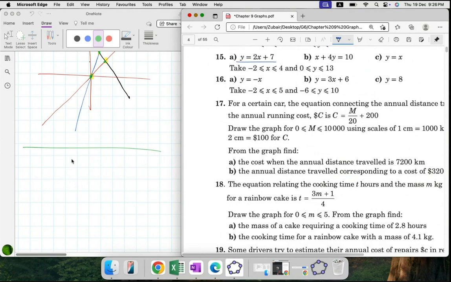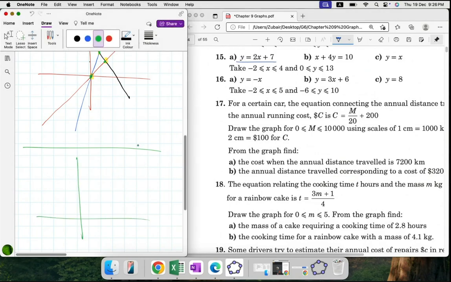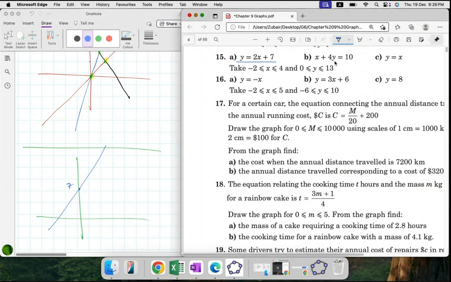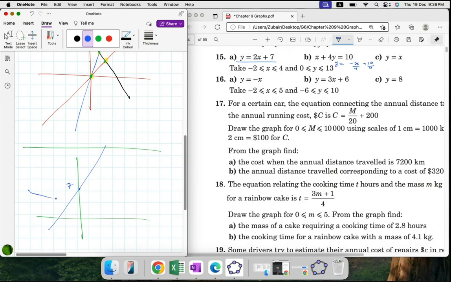So y equals 2x plus 7. I can see the gradient is positive and the y-intercept is 7. Gradient is 2. Then I have x plus 4y equals 10. When I make y the subject, this is y equals negative x over 4 plus 10 over 4. So basically a negative gradient of 1 by 4, and the y-intercept is 2.5.